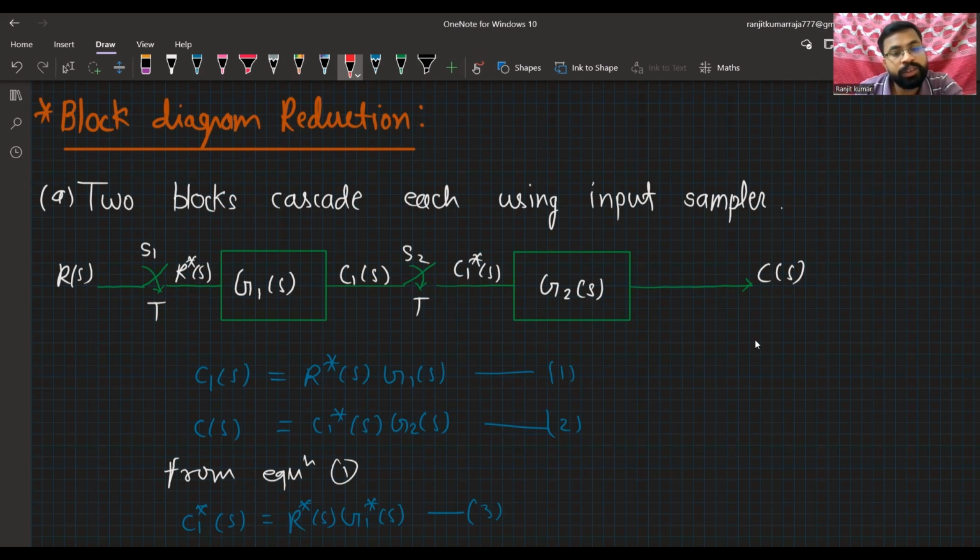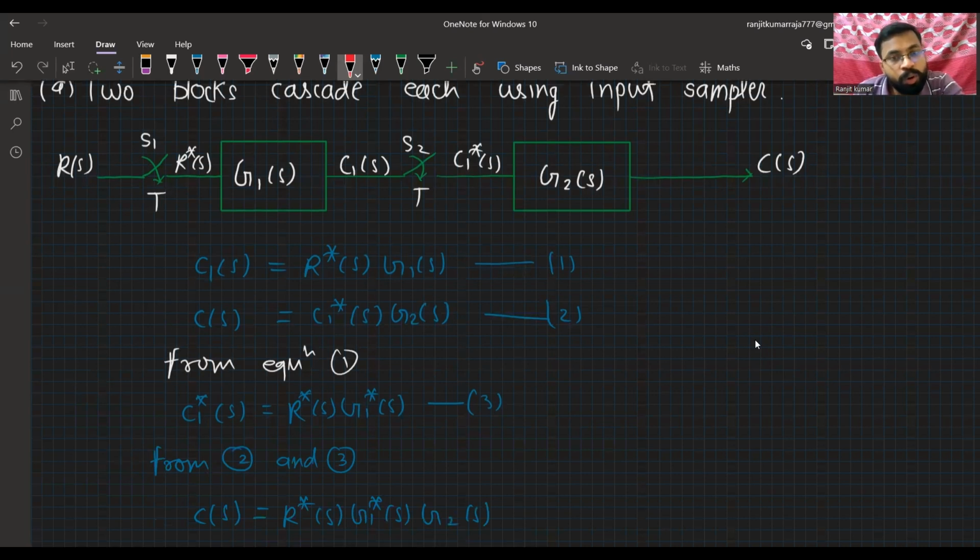and here also, with the same time period, that is T and T. Okay, so this R of S will become R star of S, and this C1, that is the output of the first block, that is C1 of S, and after sampling we will get C1 star of S. Okay, now here C of S, that is my final response. Okay, so from this block diagram I can write C1 of S equals to, after the sampler, that is nothing but R star of S into G1 of S.